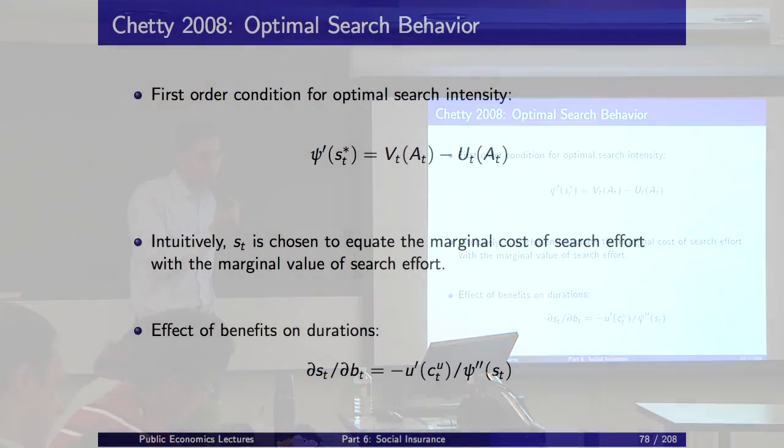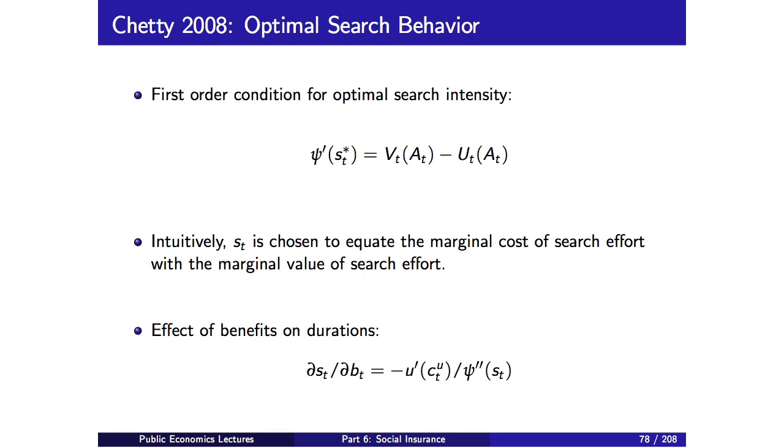Okay, so let's think about optimal search behavior. The main idea of this paper is you actually don't need to know anything about consumption to say something about optimal policy. You can get it all completely off of search behavior, which we know is much easier to characterize empirically because we have good data on unemployment durations or other measures of effort, like labor supply.